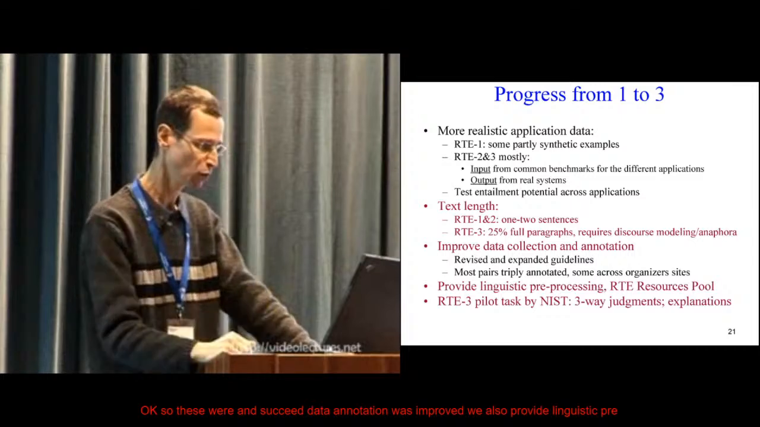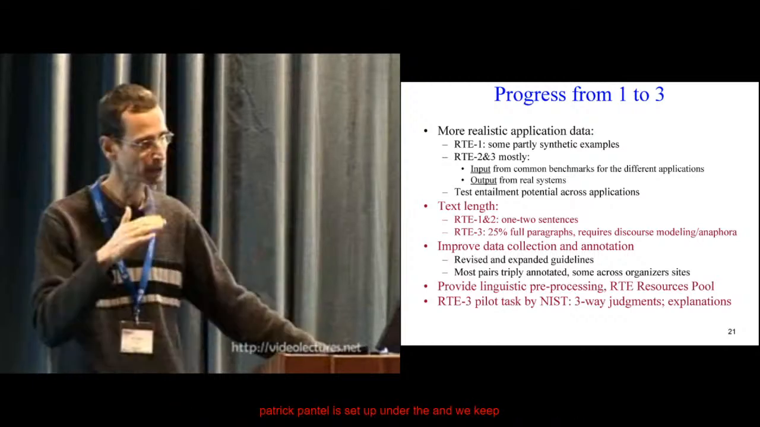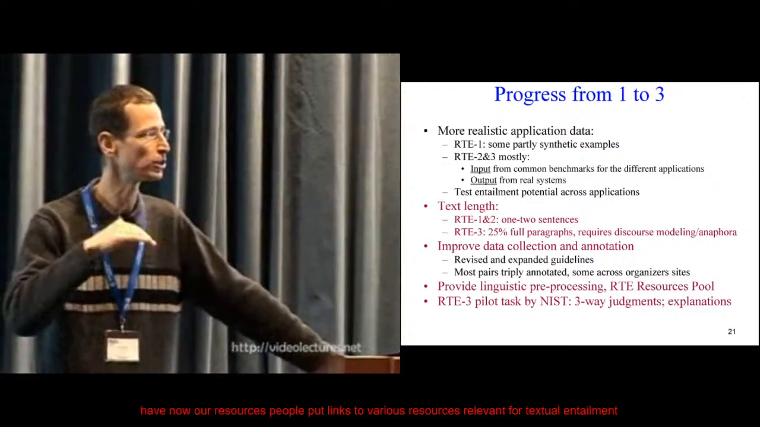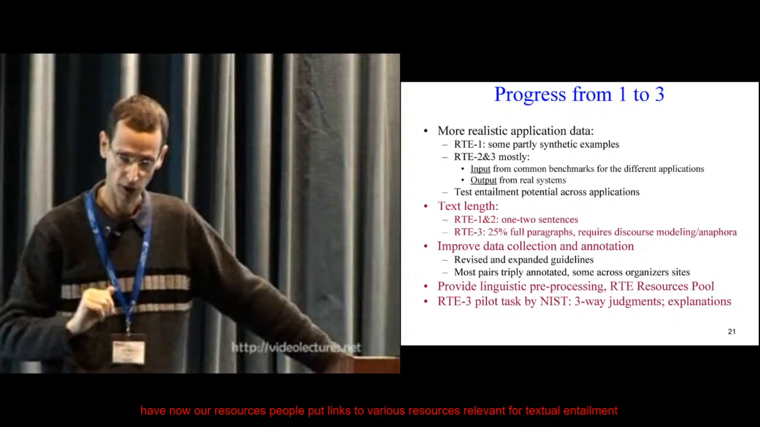We also provided linguistic pre-processing, so we parsed the texts for people that are interested. And at RTE 3, we had this resources pool. Patrick Pantel has set it up under the ACL wiki. There is a wiki site for ACL, the Association for Computational Linguistics, and within that we now have a resources pool where people put links to various resources relevant for textual entailment.